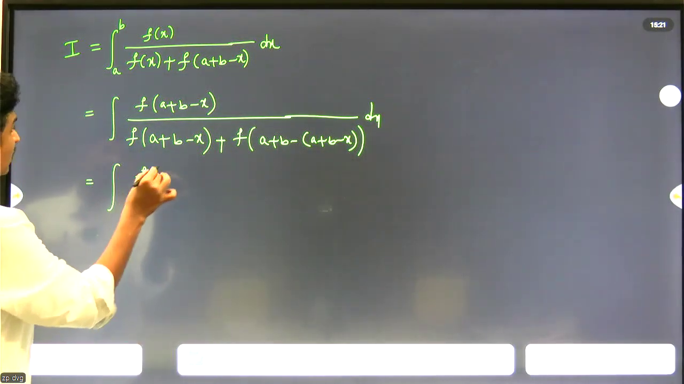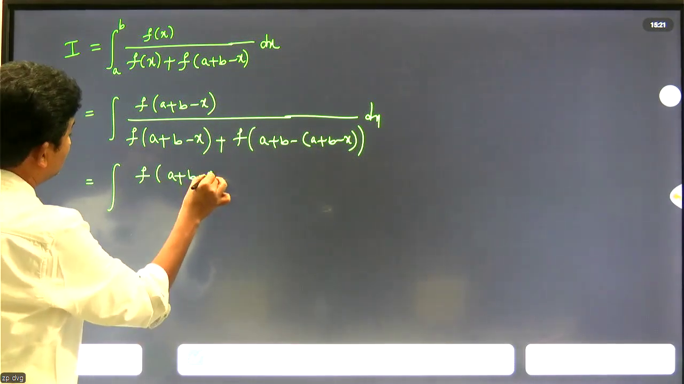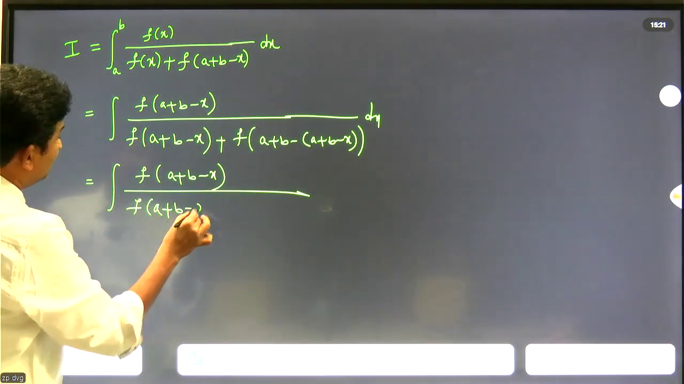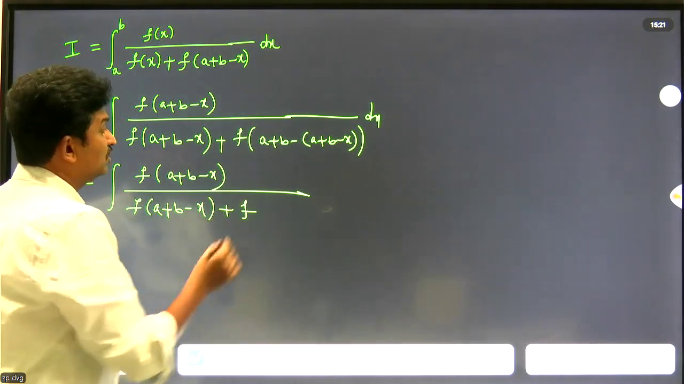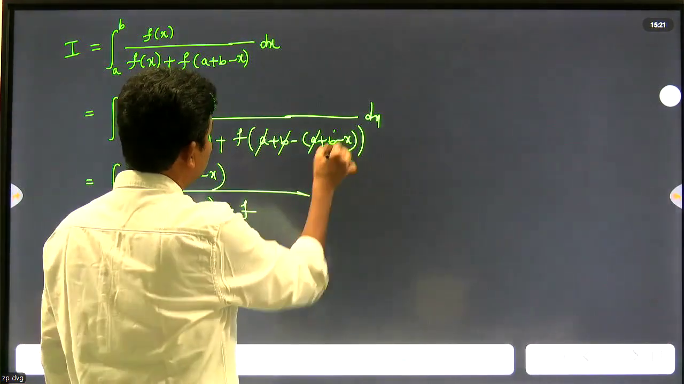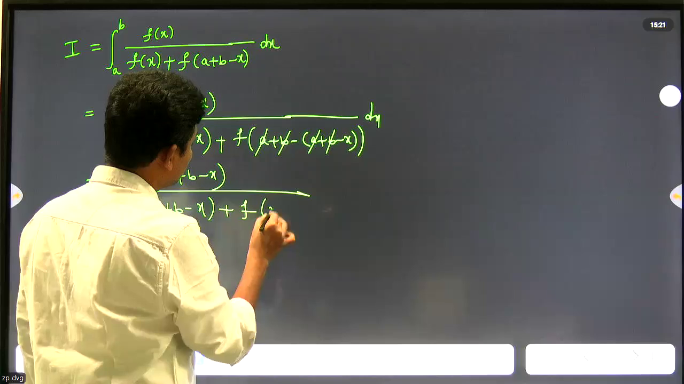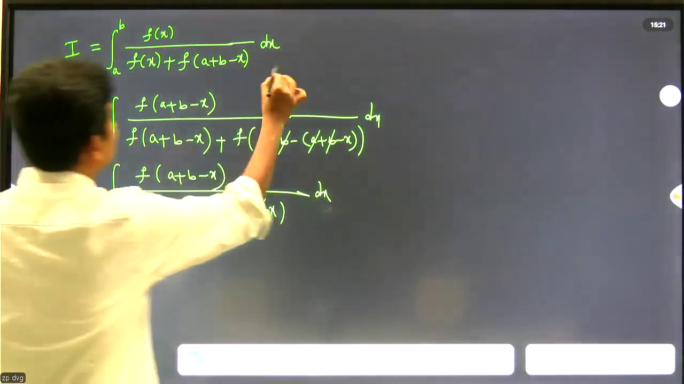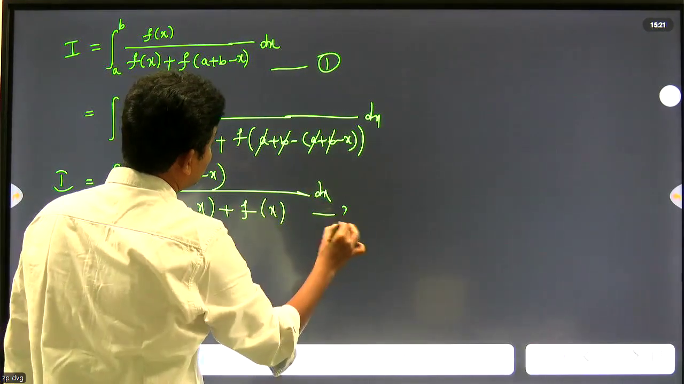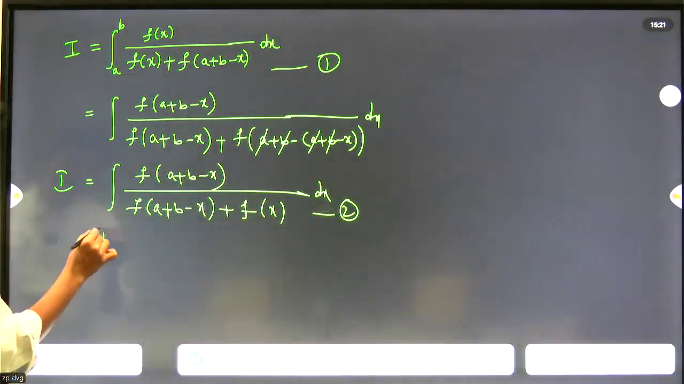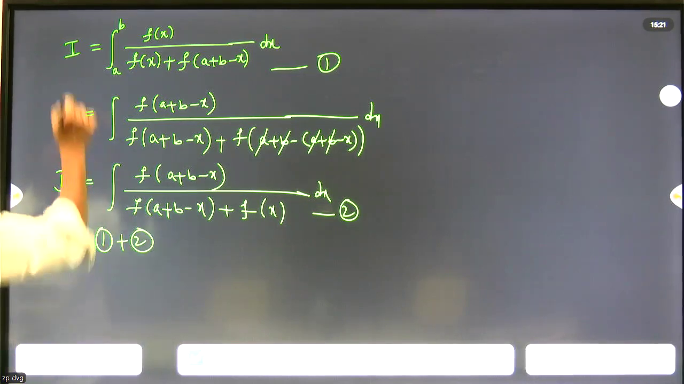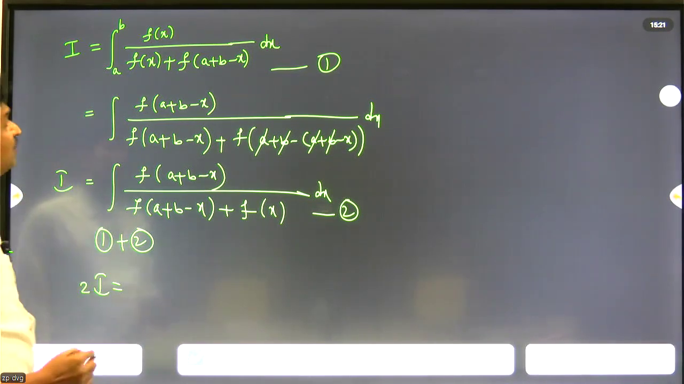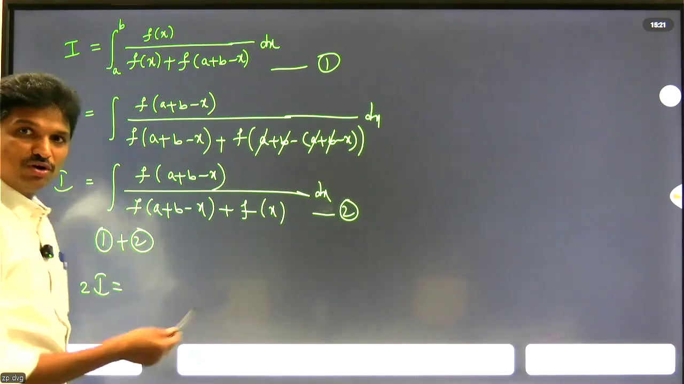Integral of f of a plus b minus x divided by f of a plus b minus x plus f of... you look at here, a plus b minus b will get cancelled, minus of minus is plus x, f of x dx. You take this as equation 1, you take this as equation 2. Add equation 1 and equation 2. Add left hand side, I plus I is what? 2I.